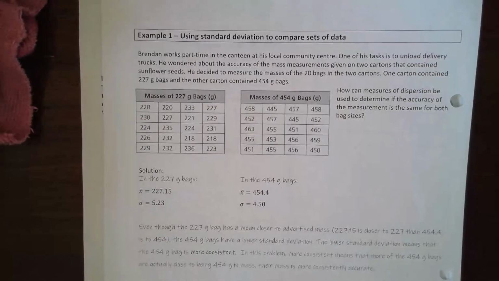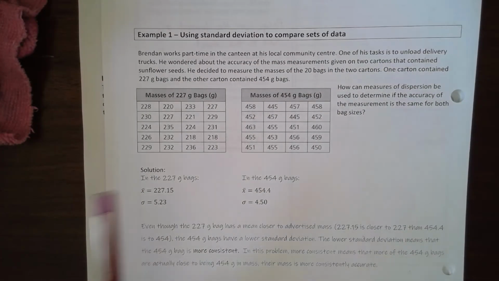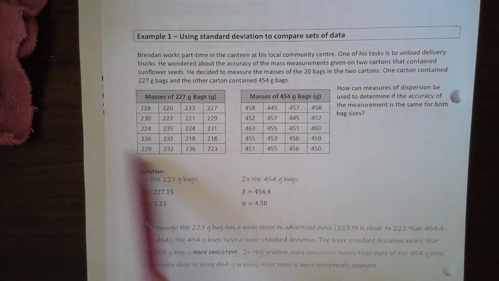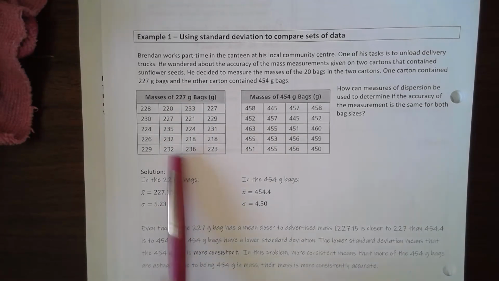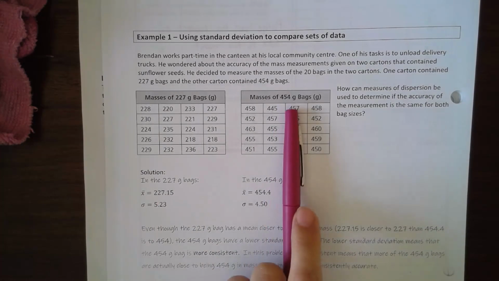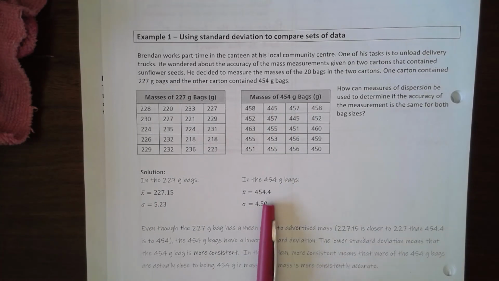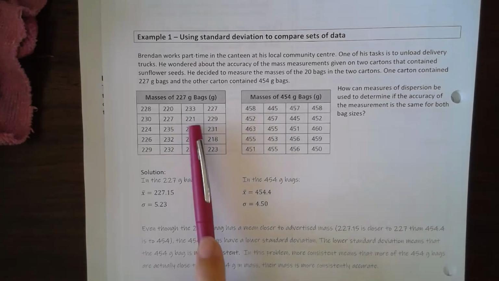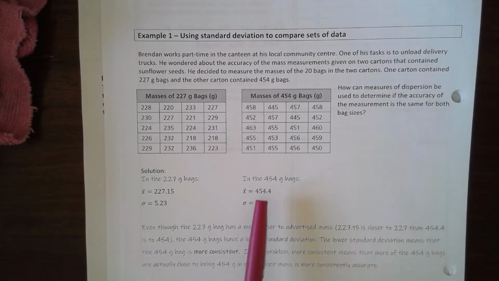Very quickly, because we're here, let's take a look again at what these things mean. So we found that for the data we had for the 227 gram bags, the mean was 227.15. In the 454 gram bags, the large bags, the mean was actually 454.4. Okay, so both of these, the average mass is a little bit above the advertised mass, but it's hard to compare what's going on with the small bag and with the large bag because the numbers are different, right?